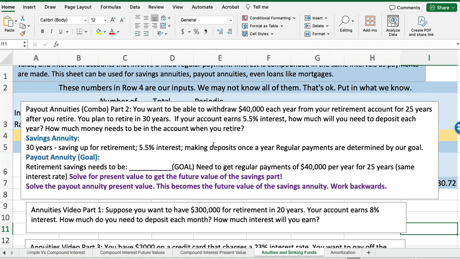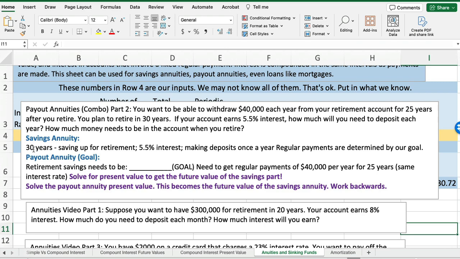But they're for two different time periods. One's for 25 years, the other one is for 30 years. So that makes it a little more challenging. The annual withdrawal is not going to be the same as the annual deposit.